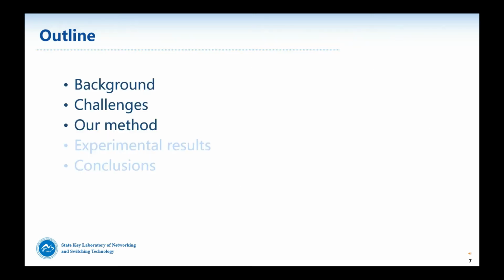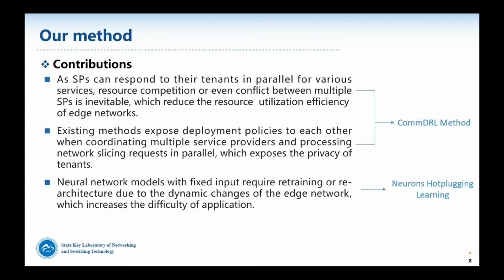In this section, we describe our method in detail. In view of the 3 challenges in previous parts, we propose 2 main innovations in this research work. We propose ComDI to deal with the first challenges, and the neural hot blocking learning is to deal with the dynamic changes of the network.